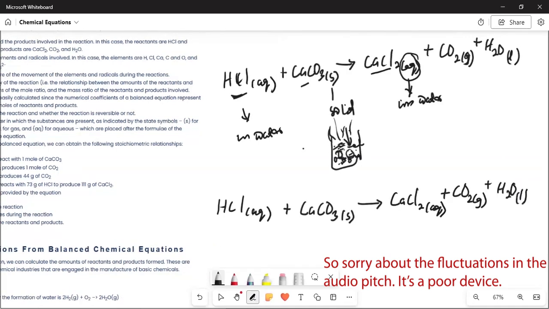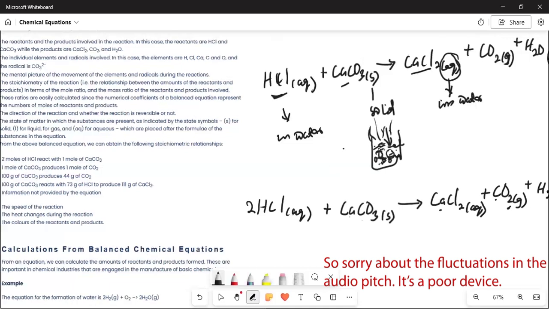Now, is this equation balanced? No, it's not balanced. On the left-hand side, we have one hydrogen. On the right-hand side, we have two hydrogen. Also, on the left-hand side, we have one chlorine, but on the right-hand side, we have two. So let's put two here to balance the hydrogen and the chlorine. What about calcium? Calcium is one here, also one here, so it's balanced. Carbonate, I see CO3, carbon one also. Then oxygen 3, oxygen 2 plus 1 here, 3. So the equation is balanced.